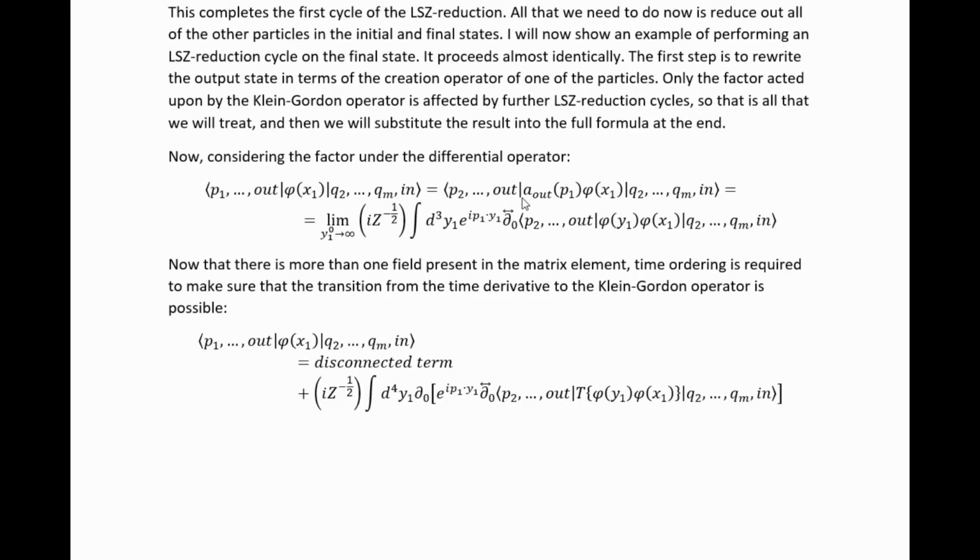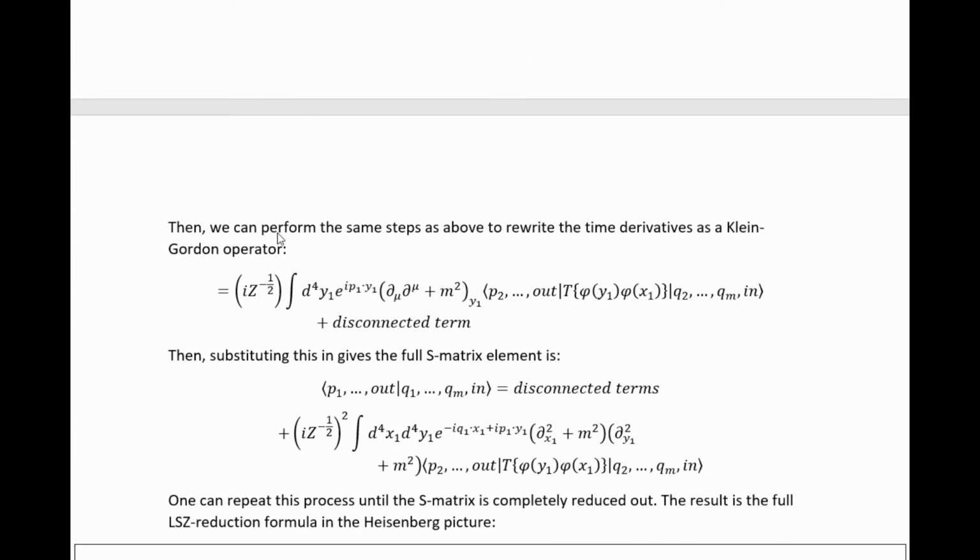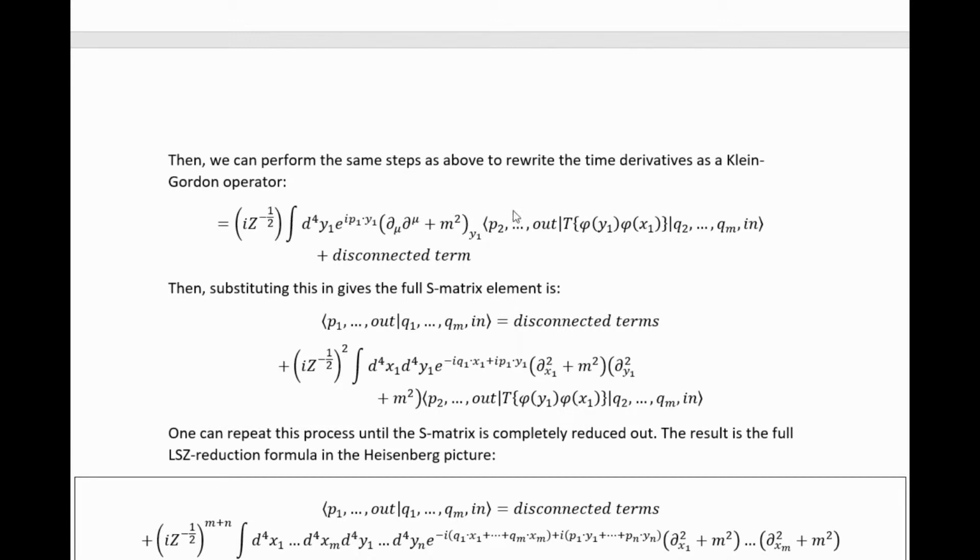If we do what I just said and we pull out a creation operator, which looks like an annihilation operator because it's acting to the left, and then we replace it with a field operator, we get here. Now that there is more than one field present in the matrix element, time ordering is required to make sure that the transition from the time derivative to the Klein-Gordon operator is possible, which gets us here. Then we can perform the same steps as above to rewrite the time derivatives as Klein-Gordon operators, which gets us to this, and we've got another disconnected term showing up.